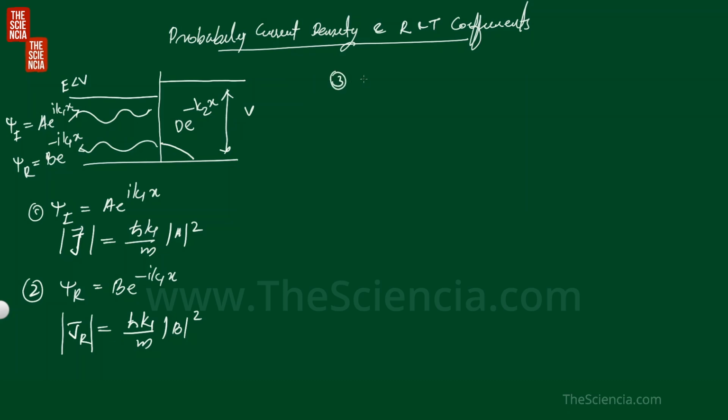And the third one, that is psi transmitted, is equal to b e raised to minus k2x. See, this function is exponentially decreasing as x increases. Therefore, this function is not representing a traveling wave, because as this wave travels a little distance in the x direction, it will decay. Okay, so the probability current density for this wave is equal to 0. That is, this wave is not a traveling wave.